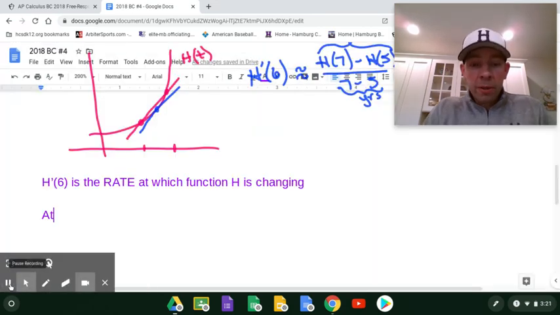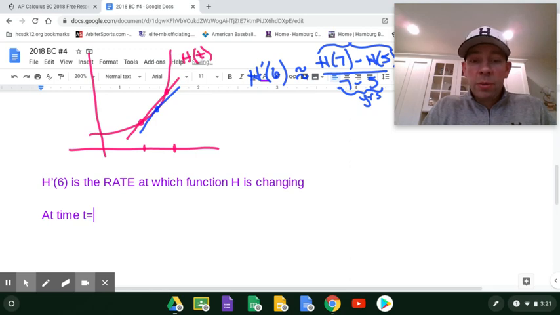I'm going to try to talk through this as I type here: at time t equals 6 years.